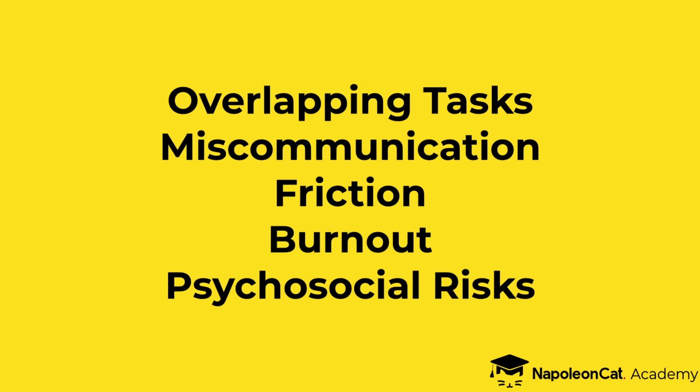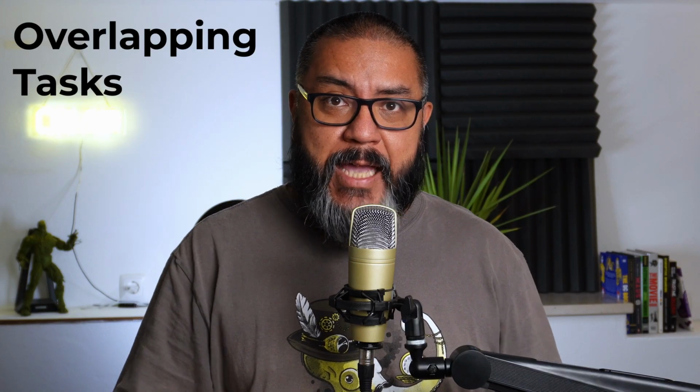What happens when you don't have clear roles and responsibilities? When the roles are unclear, you're going to have things like overlapping tasks, miscommunication, friction, burnout, and psychosocial risks. And yes, that one sounds bad. So let's look at each one of them, and let me start with overlapping tasks.